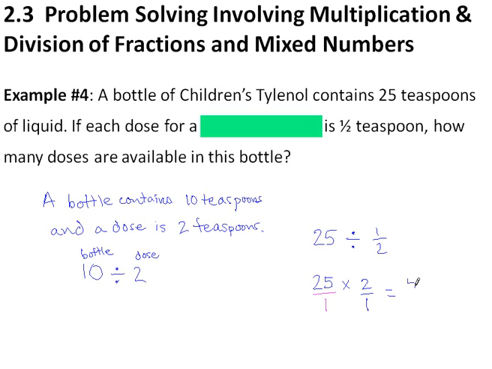25 times 2 is 50. 1 times 1 is 1. What's 50 divided by 1? Just 50, right? No need to write it as a fraction if it's a perfectly nice whole number. So this 25 teaspoon bottle can give you 50 doses that are half a teaspoon each.